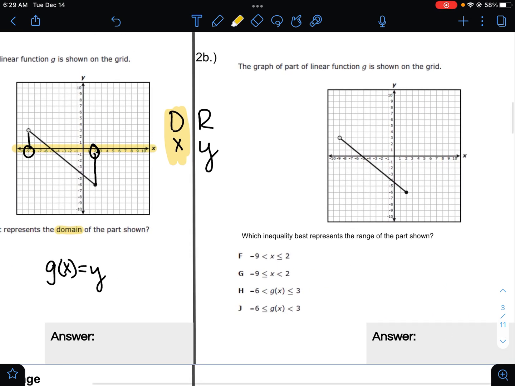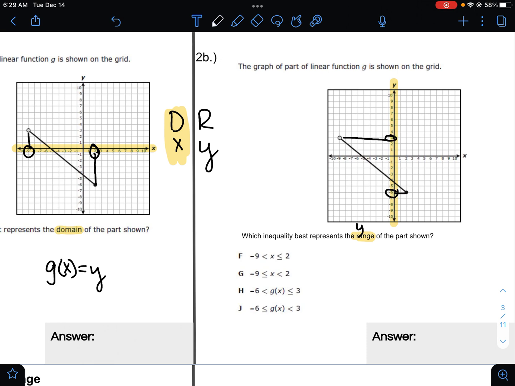Okay. Going on to the next one, it says what is the range? So that is our y values. So I'm focusing on the y-axis. I'm going to do the same thing, drawing my boundary lines. So it goes here to here.